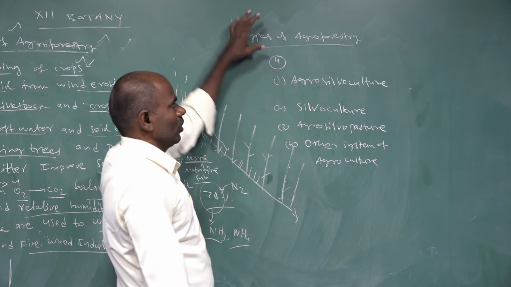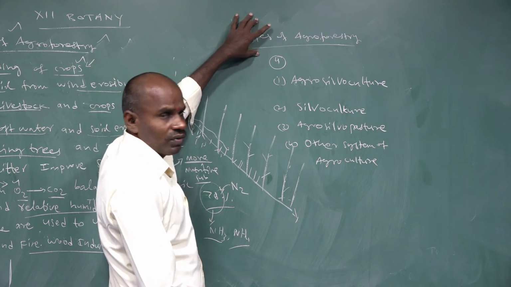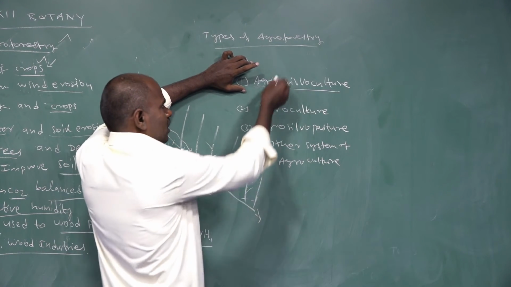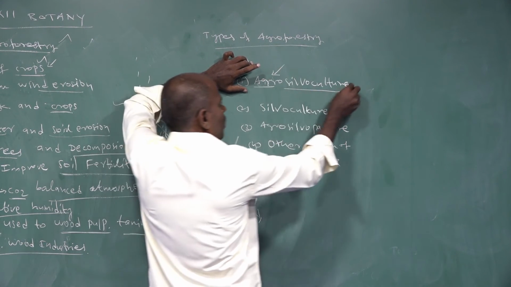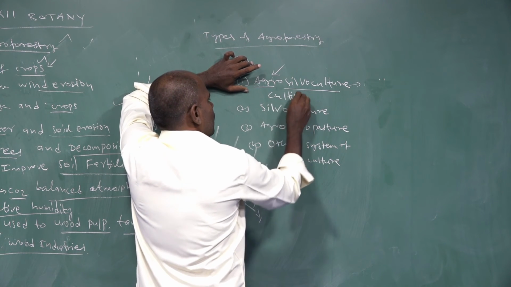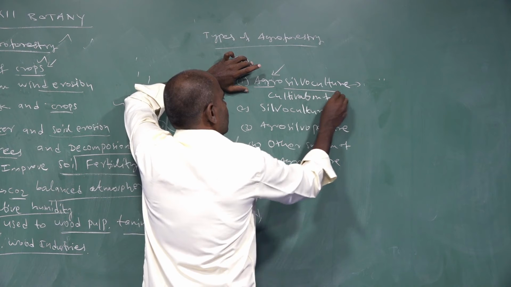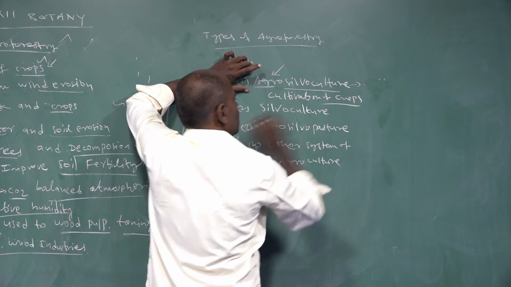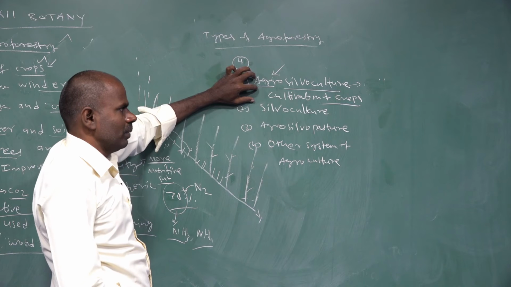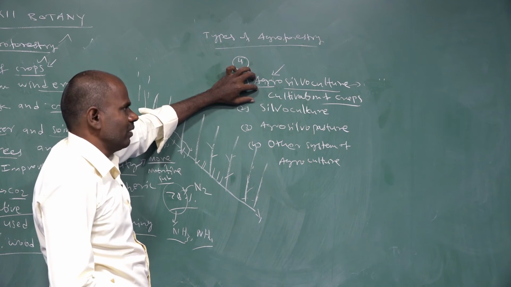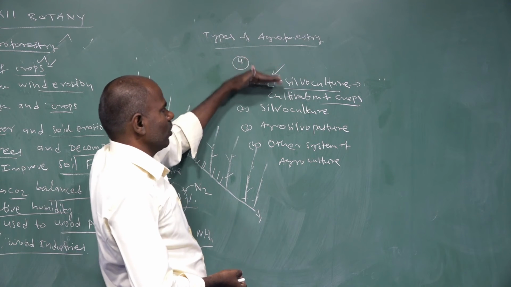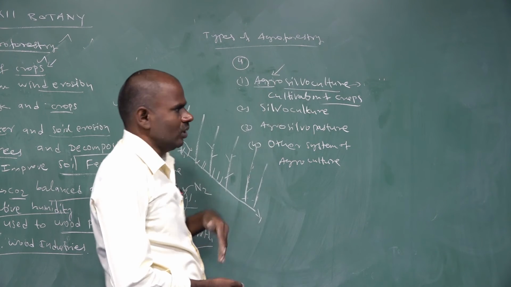So there are the 4 types of agroforestry. What are the 4 types of agroforestry? The first one is agro-silviculture. Agro-silviculture means agriculture only, cultivation of only crop plants, such as cabbage, potato, green pea plants, maize, wheat, and rice, which are cultivated only in agricultural land. That type of process is called agro-silviculture.